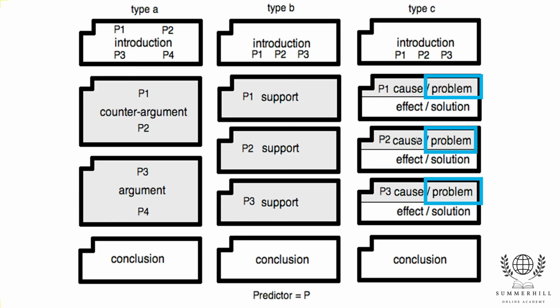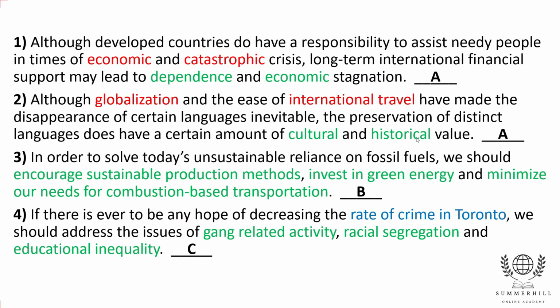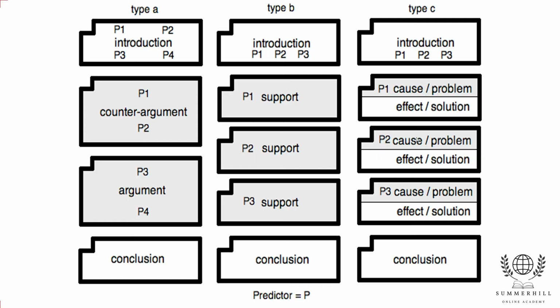So in this thesis statement, we are describing 3 problems or 3 causes of crime in Toronto, but we're also explaining explicitly that this essay is also going to provide solutions to all 3 of those problems, making this a type C essay. Okay? So in general, thesis statements provide a map for our essay. So a carefully structured thesis statement helps us to predict the structure of the essay.